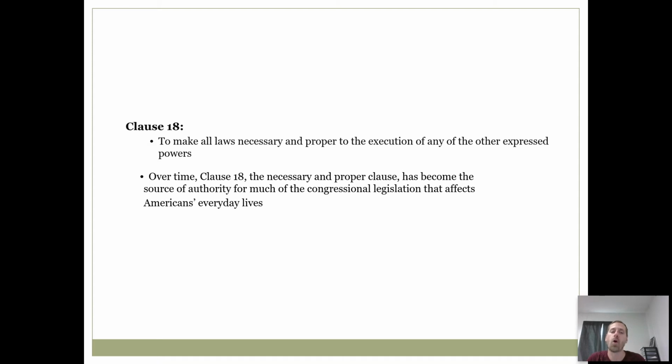And it says to make all laws necessary and proper to the execution of any other expressed powers. This gives Congress their implied powers. Congress has the power to make other laws that aren't mentioned in 1 through 17. If it's necessary and proper, then they can do that. Well, think about that. Necessary and proper.